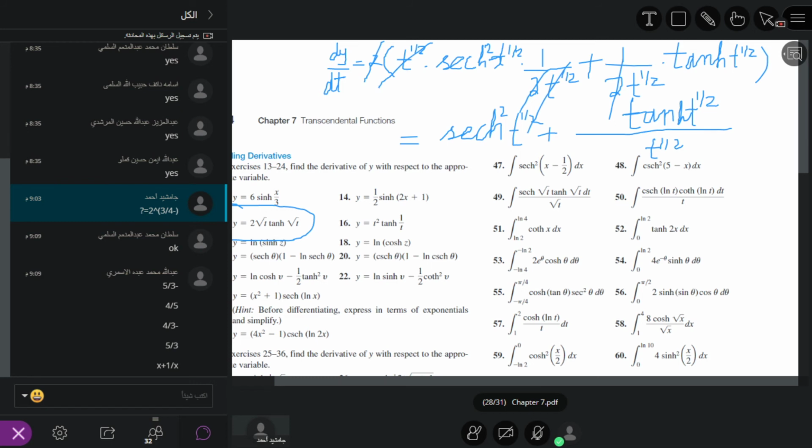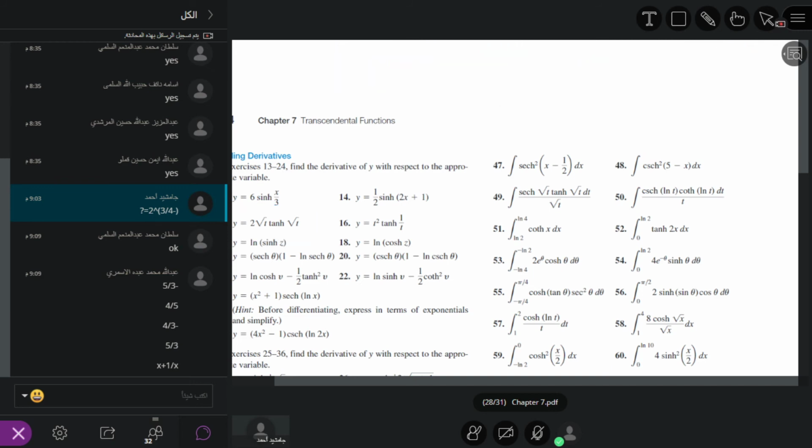Okay. After this question, we have to solve question number 17. What is it? You can see, we have y is equal to log natural sine hyperbolic x.